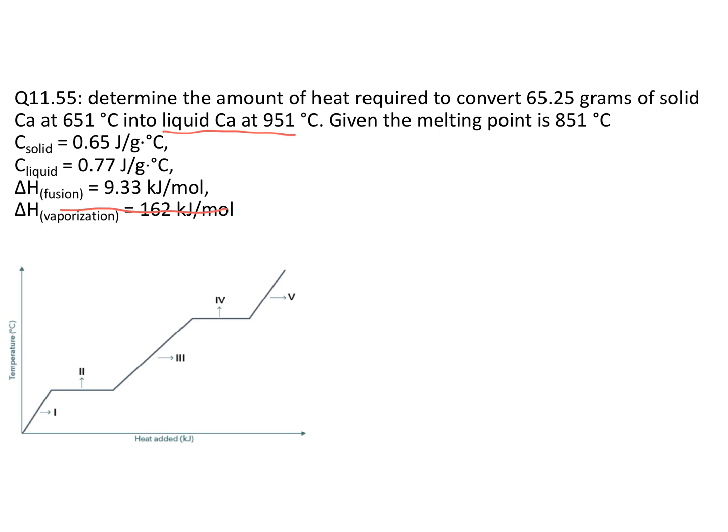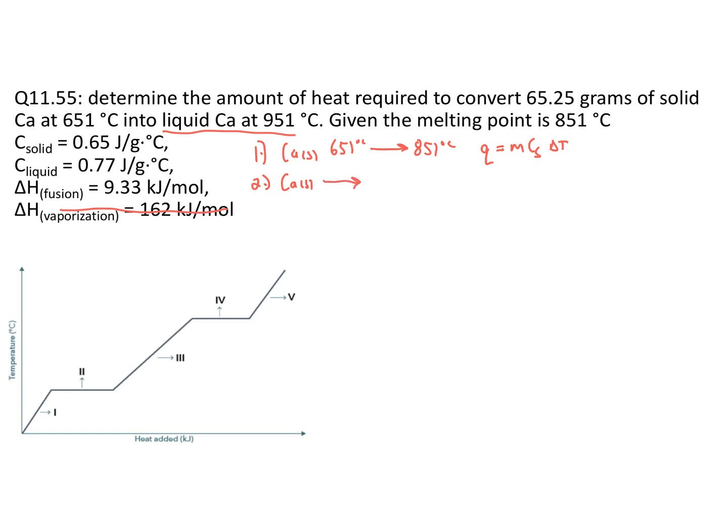So taking a look at the calculations that we have to do, I'm starting off with solid calcium at 651 degrees Celsius. I need to heat that up to the melting point, so I need to heat it up to 851 degrees Celsius. And for that, I'll need Q equals mc delta T.